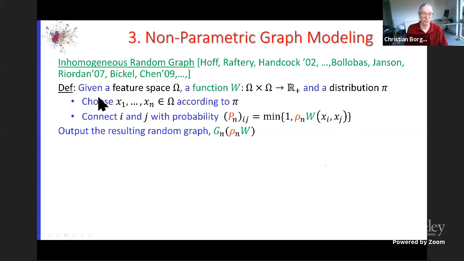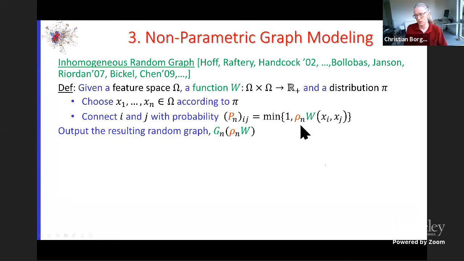Well, you have some feature space. And again, you have a graphon, which is a function on this feature space squared, and some distribution. And now you choose for each of your users some feature according to some probability distribution on the feature space. And then you connect i and j with probability W. Well, if you want it sparse, you might want to sparsify it down.